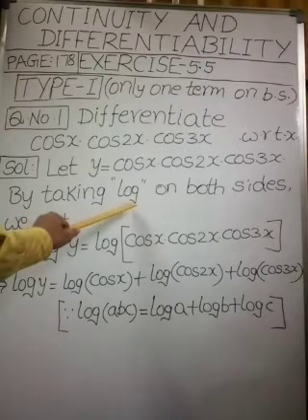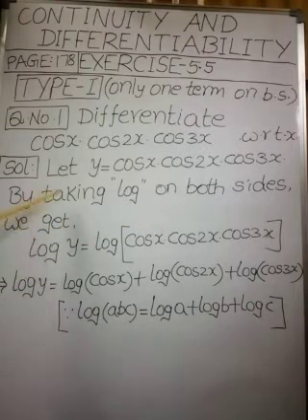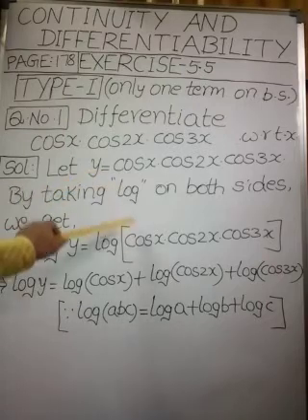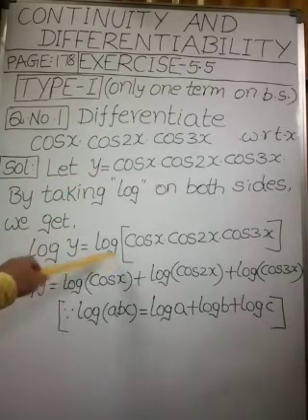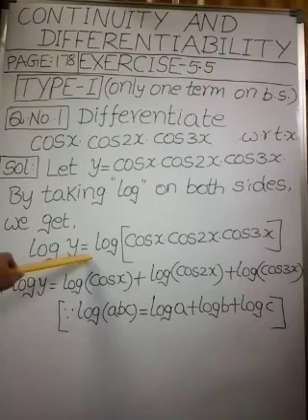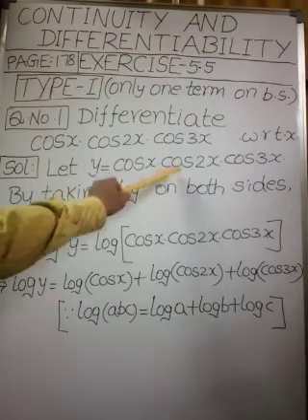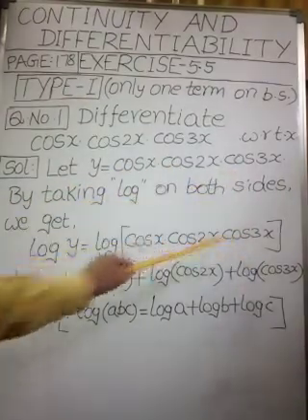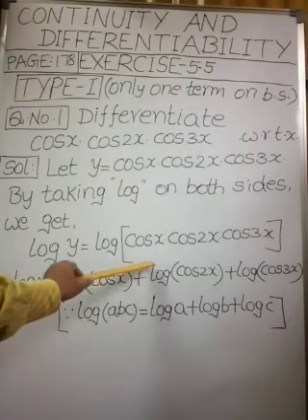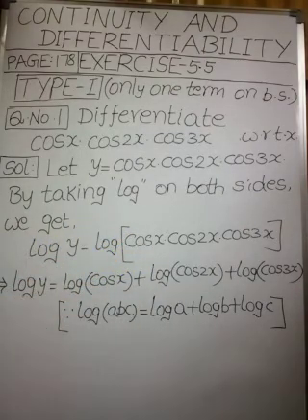By taking log on both sides, we get, in the LHS as well as in the RHS, we are taking log. So log y is equal to log of cos x into cos 2x into cos 3x. Understood this step, my dear children? We have taken logarithm on both sides.